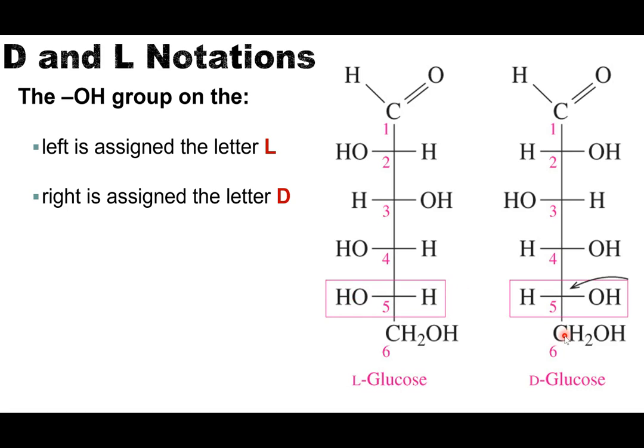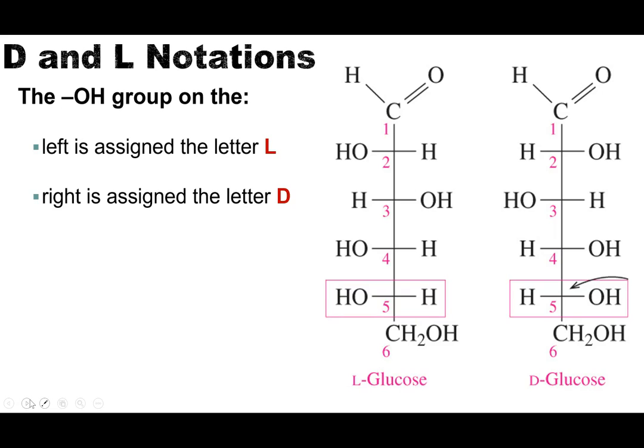Here's glucose again. We're going to be looking at the hydroxyl group right above this seat. If it's on the right, we give it a D. You would expect that to be an R. It's not an R, it is the letter D. So if the hydroxyl group's on the right-hand side, we give it the letter D. Okay, so this is kind of a silly classification notation.